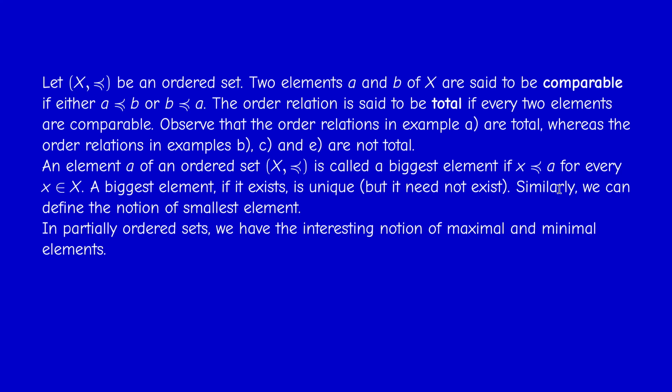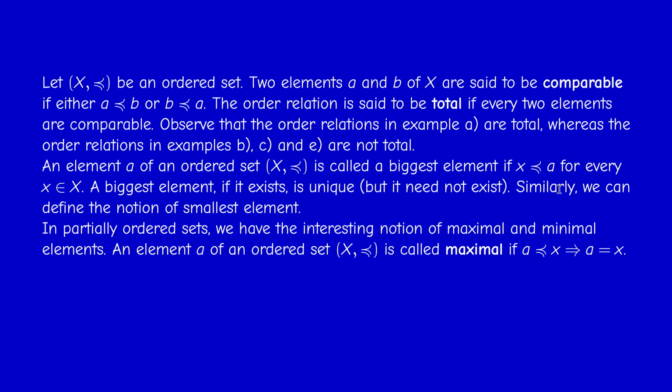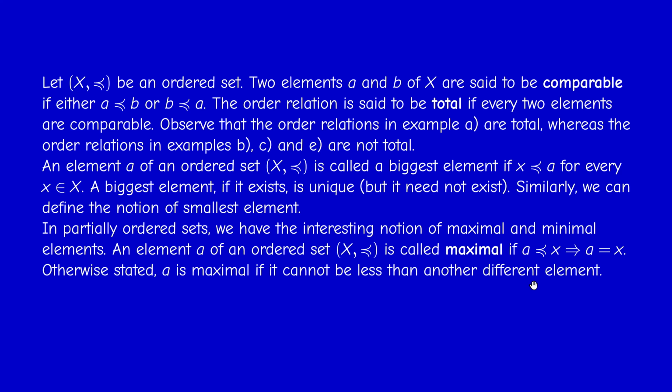And now we come to the important notion of maximal and minimal elements. It's very important to distinguish between maximal and biggest. Not the same thing. So in an ordered set, a maximal element is an element A satisfying this relation: if it happens that A is less or equal than x, then necessarily A is equal to x. Otherwise stated, there is no x which is strictly bigger than A. But this once again does not mean that A is the biggest element, because the order need not be total. And now I'll give examples.